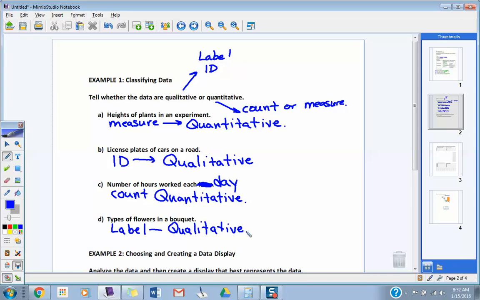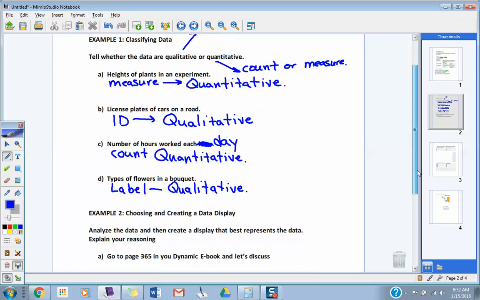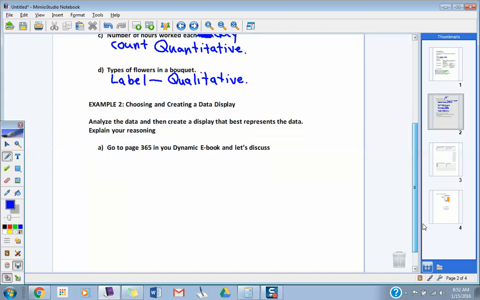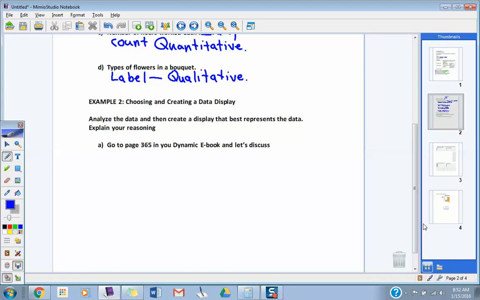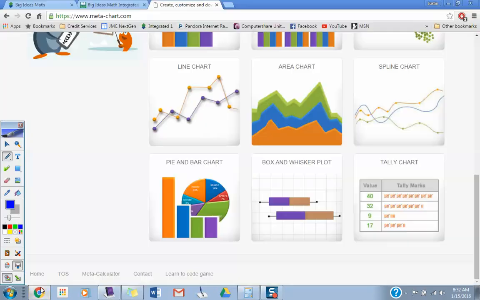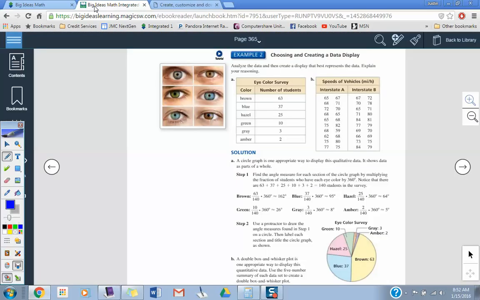All right, so let's run into example 2. Now, example 2 is where we kind of start talking about choosing and creating a data display. Which of those data displays would be best to use in this situation? So I want to go to that page 365 in your dynamic ebook, and I want to discuss example 2 on page 365, so let me get there quickly. Any questions so far, guys? Anybody have any questions so far?